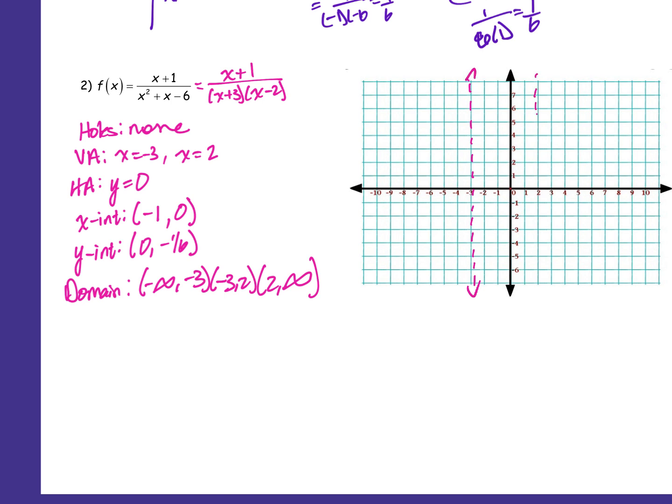2. -1, 6. Oh, 0. Sorry, I don't know why I said -1, 6. 0. And then I have an x-intercept at -1, 0. And -1, 6 is my y-intercept.